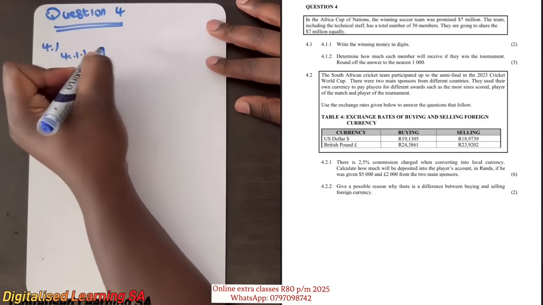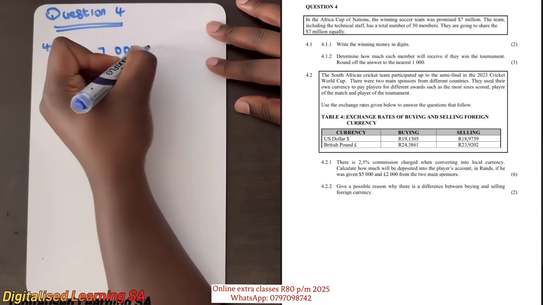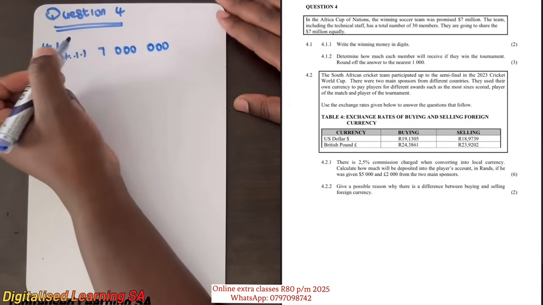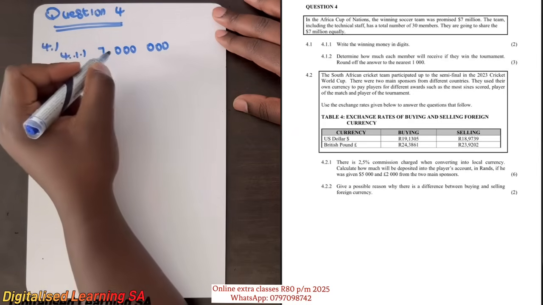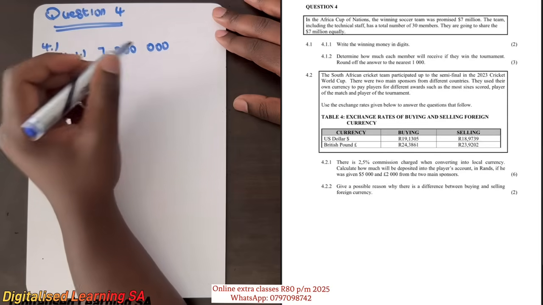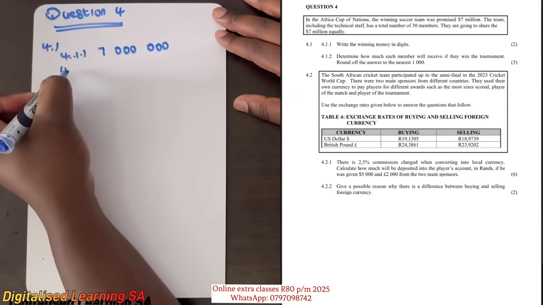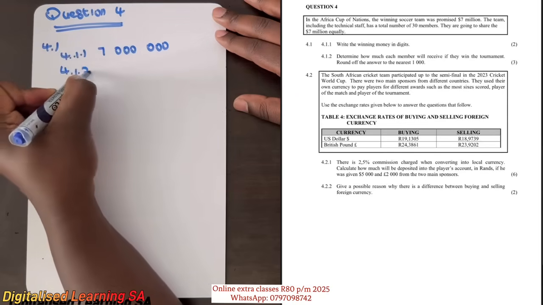So it's going to be 7, and then 1, 2, 3, 1, 2, 3. Remember that there are 6 zeros, not thousand. So there are 6 zeros in a million. So the answer is going to be 7,000,000. And then now let's move to question 4.1.2.